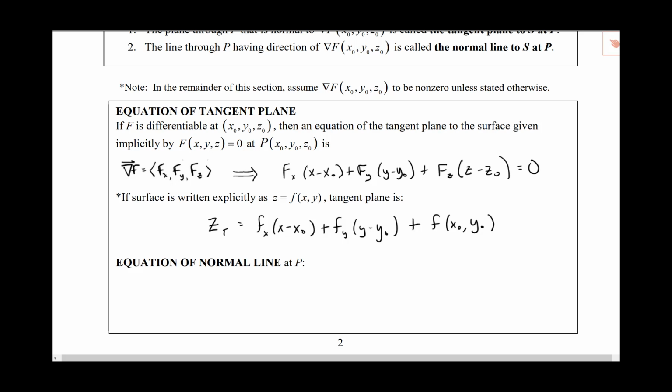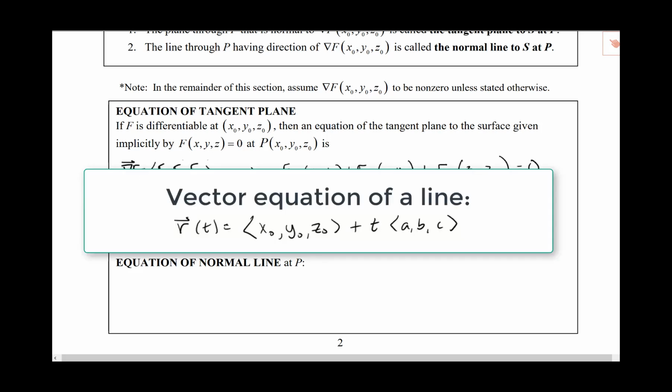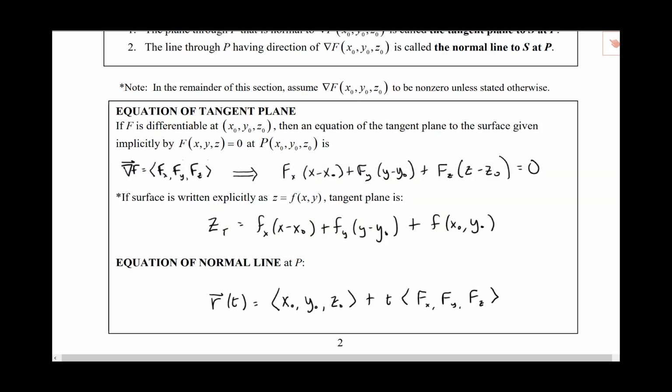And finally, what's the equation of the normal line at P? Well, remember on the previous page, we just reviewed the vector equation of a line. We know it passes through the point x naught, y naught, z naught, and we know the direction vector would be partial of f with respect to x, with respect to y, and with respect to z. So our equation, r of t equals the position vector x naught, y naught, z naught, plus t times the direction vector partial of f with respect to x, partial of f with respect to y, partial of f with respect to z. All right, let's go on and look at some examples.